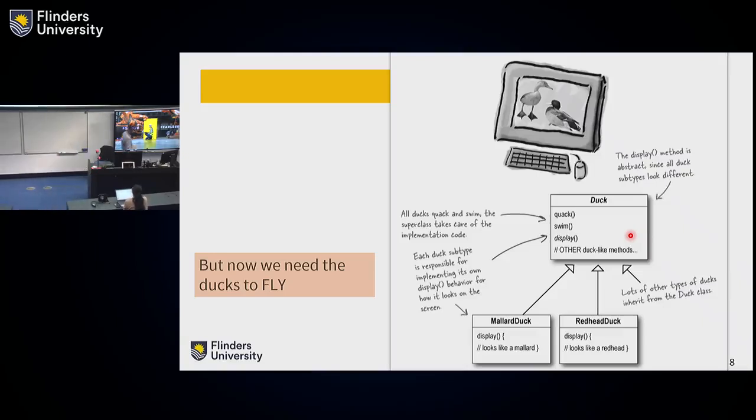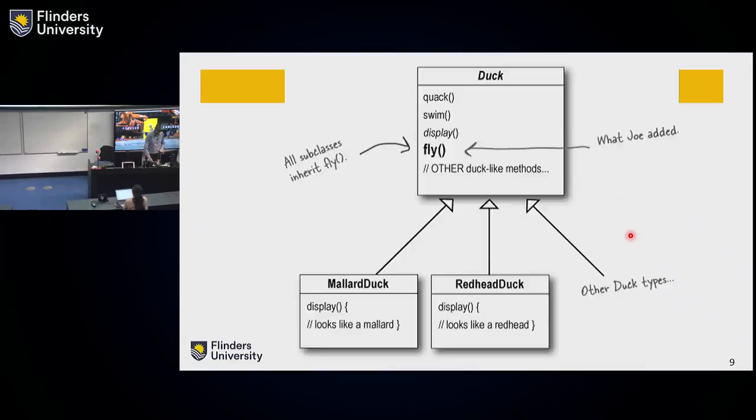Let's take advantage of inheritance again. We can add a fly method in the duck class, and by just adding it in one class, the entire software gets updated. We don't need to do anything in all the child classes. Good enough.